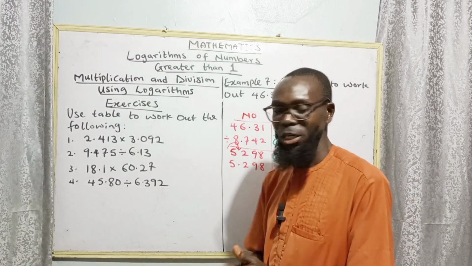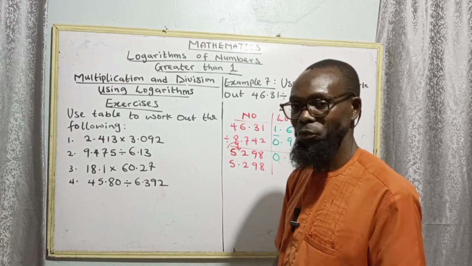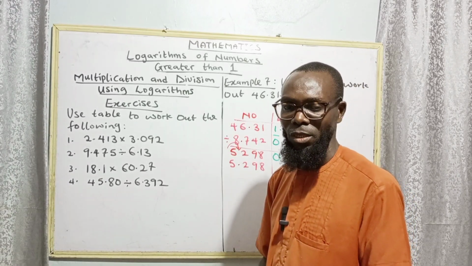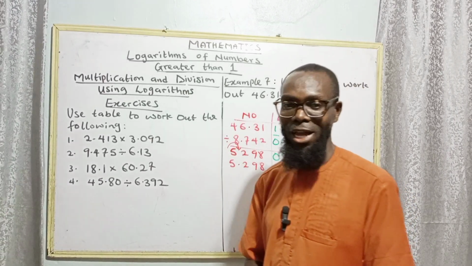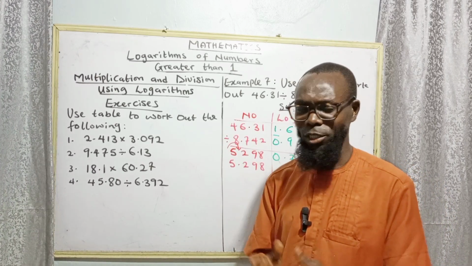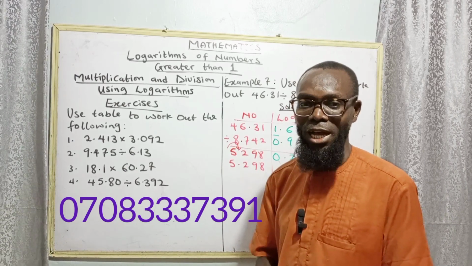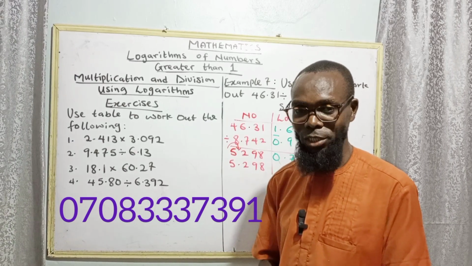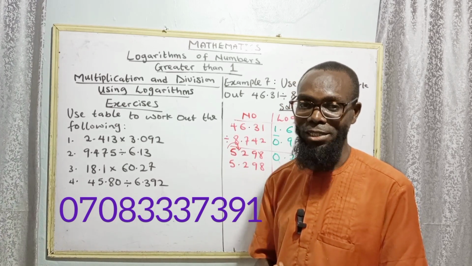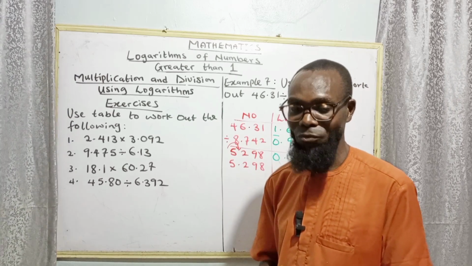I'll be very happy if you can attempt these questions. Use table to work out the following, number 1 to number 4. You can do it and send down your answer to the number shown on the screen. After doing it, snapshot it and send it to the number on the screen. I will respond to you by giving you the proper answer and correct the mistakes if available.